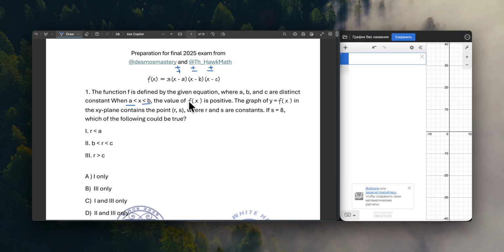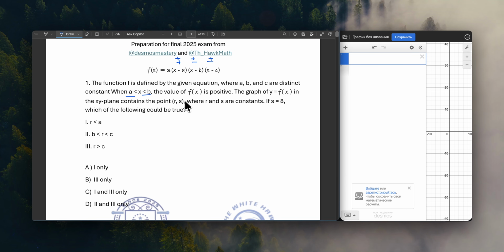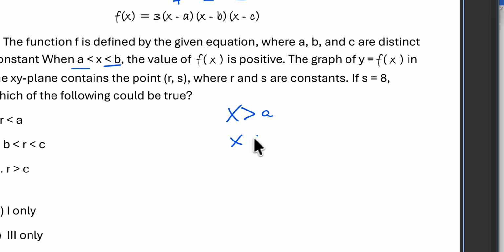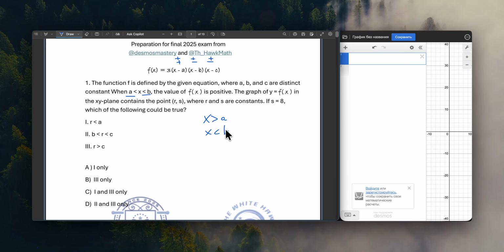It's quite a difficult question, and be ready to solve very fast and with the help of Desmos. So we have the function f defined by the equation as you see. We have a, b and c as constants, and x is greater than a but x less than b. Here the value of the function is positive. If you take any value between a and b, the value of the function will be positive.